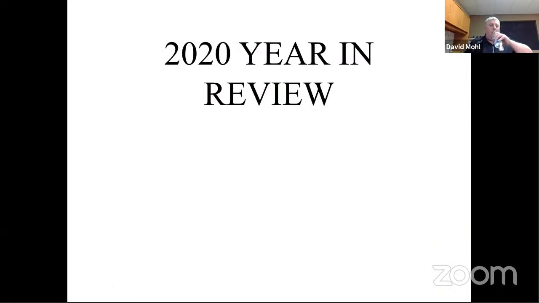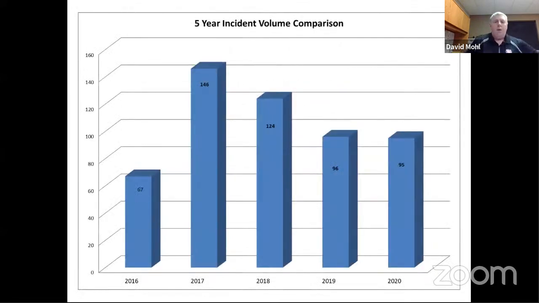2020 year in review. This shows your 5-year incident comparison. So we had 95 incidents this past year. One down from the year before, but down overall from our last 3-year average, but still above the 10-year average. You know, we used to have a lot of 67s, 83s kind of years. So we're still above where we would have been a decade ago.